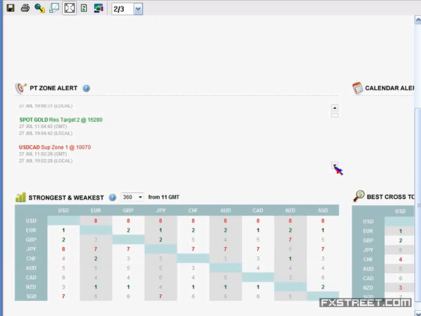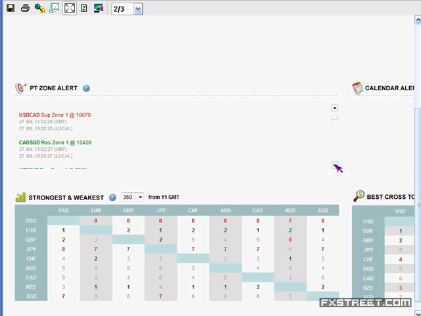Right now we get an alert on dollar CAD. Let's look at the majors and minors first, and then if you have time, we'll look at the crosses. Dollar CAD says support zone 1 at 100.70. Basically what it's telling us is the market is moving down. Do something, that's what it's telling us. After that, we have to go back and do some work to find an answer on whether to be a buyer or seller.